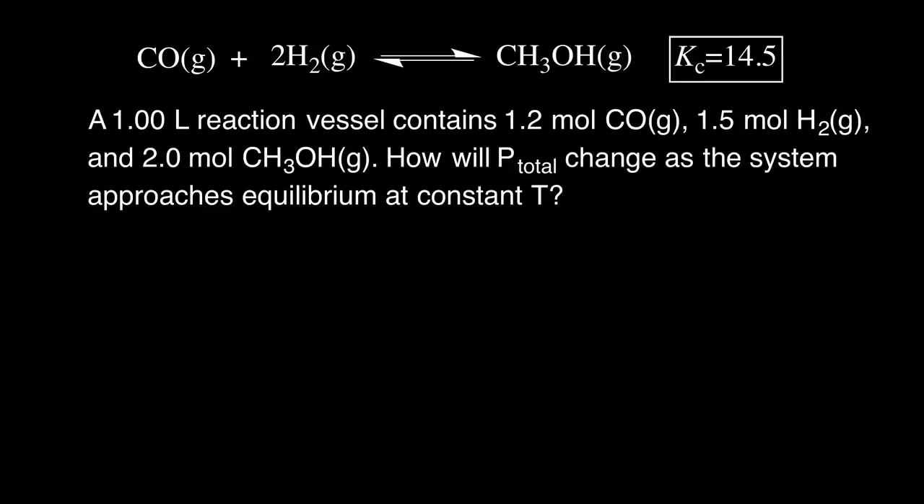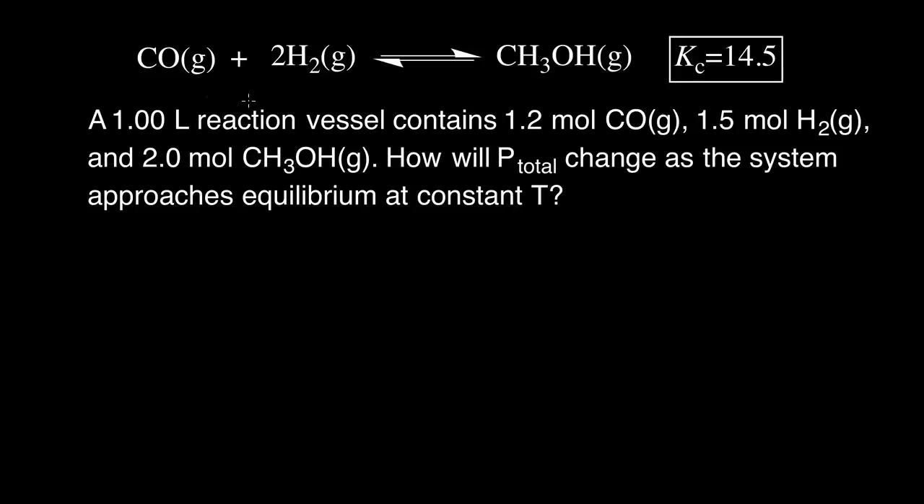A 1-liter reaction vessel contains 1.2 moles of carbon monoxide, 1.5 moles of hydrogen gas, and 2.0 moles of methanol gas. How will the total pressure change as the system approaches equilibrium at constant temperature?